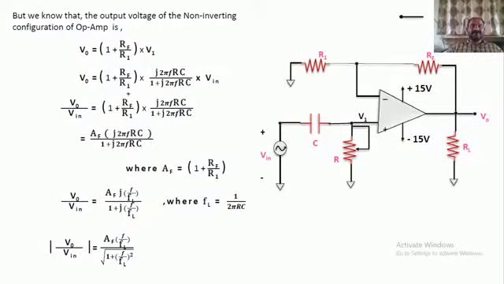After substituting this, in order to avoid the complexity, I am assuming this 1 plus Rf by R1 as a passband gain, one parameter called AF. AF equals 1 plus Rf by R1. So I am rewriting this equation as AF into j 2 pi f RC by 1 plus j 2 pi f RC. Again I am rewriting this equation.